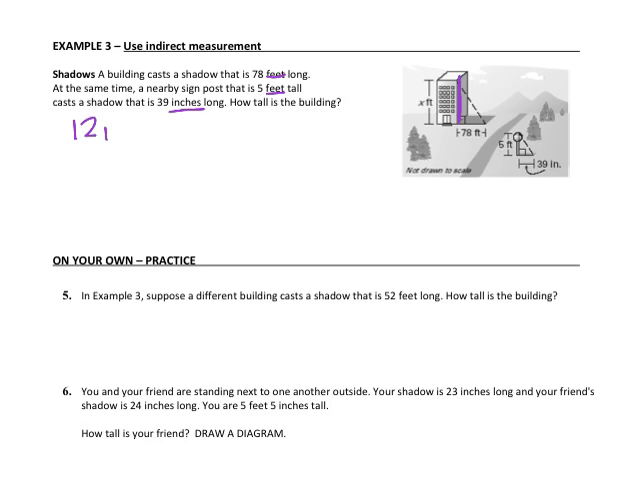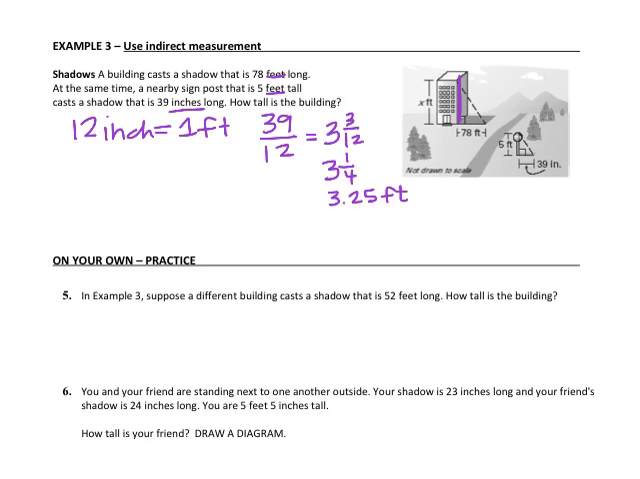We know that there are 12 inches in 1 foot. So if I take 39 and divide by 12, 12 goes into 39 3 times, and there's going to be 3 left over. So now I'm going to reduce that to 3 1/4. And in terms of a measurement in decimal form, that's going to be 3.25 feet. So I had to do that first before I even set up my proportion, and the proportion is going to help me find out how tall that building is.